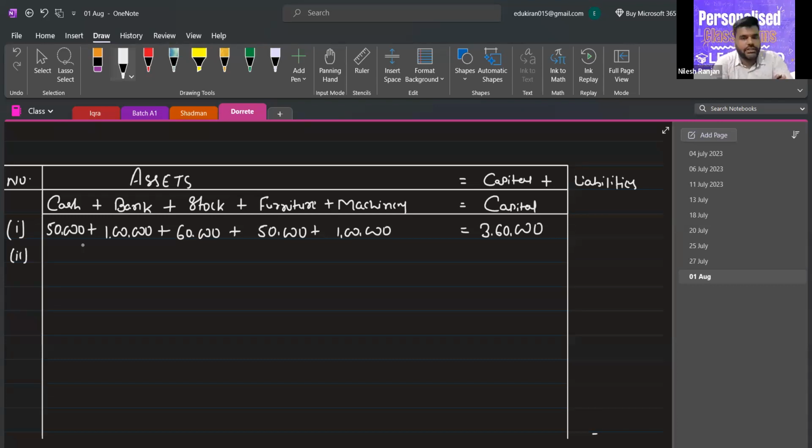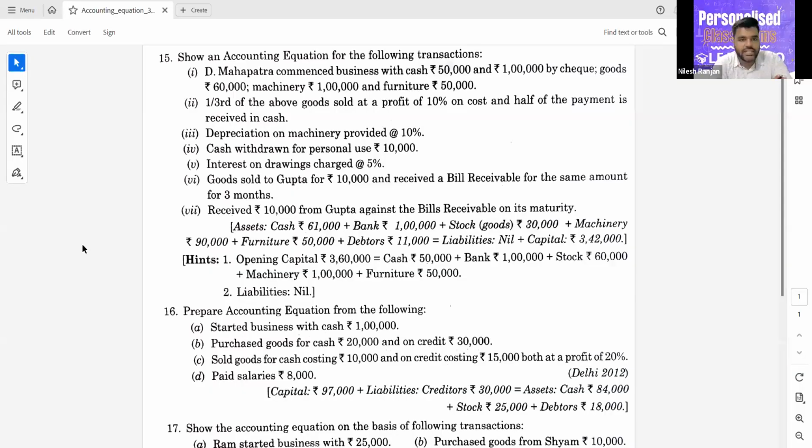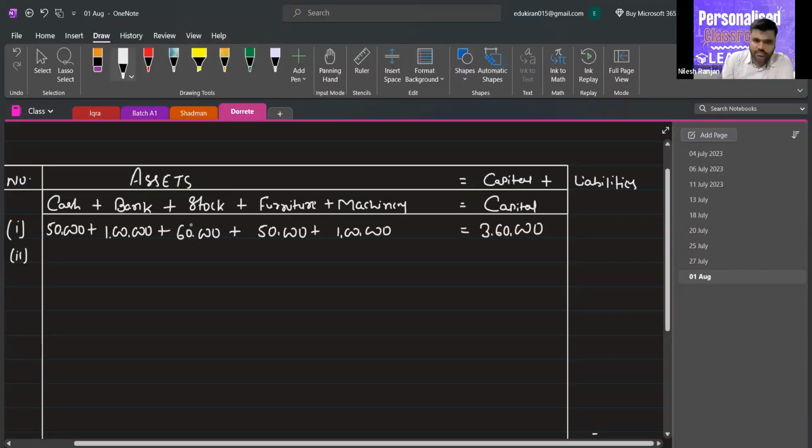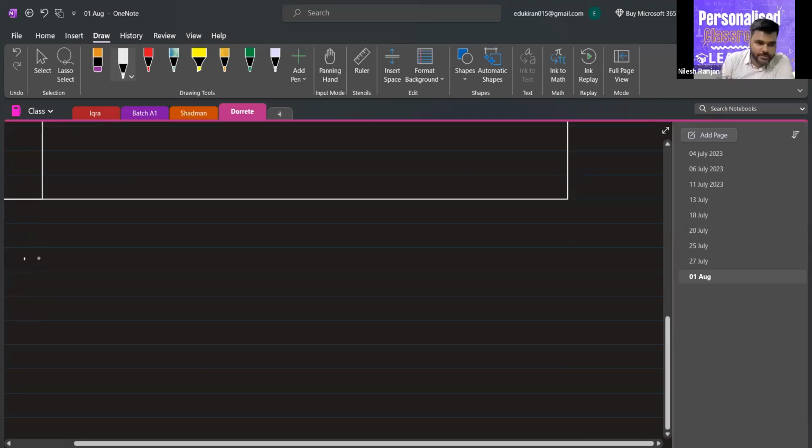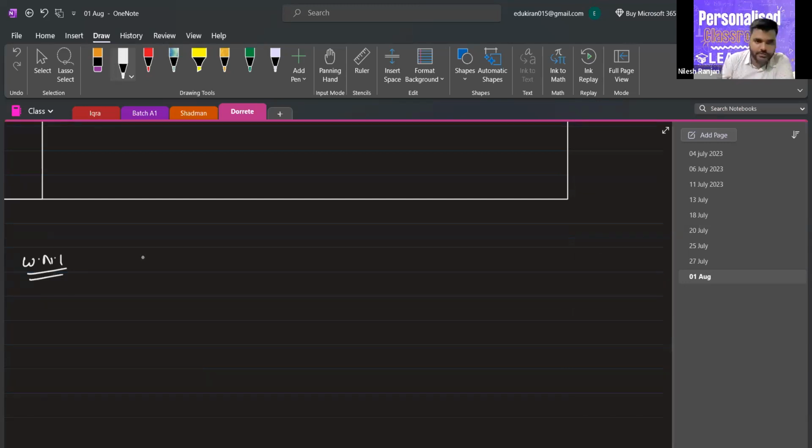Okay. The next is: 1/3 of the above goods sold at a profit of 10% on cost and half the payment is received in cash. Now, what is 1/3? This 60,000 is our stock. So 1/3 of the above goods. First of all, we have to calculate 1/3. The transaction number 2. 1/3 of goods will be 60,000 into 1/3. It will be 20,000.